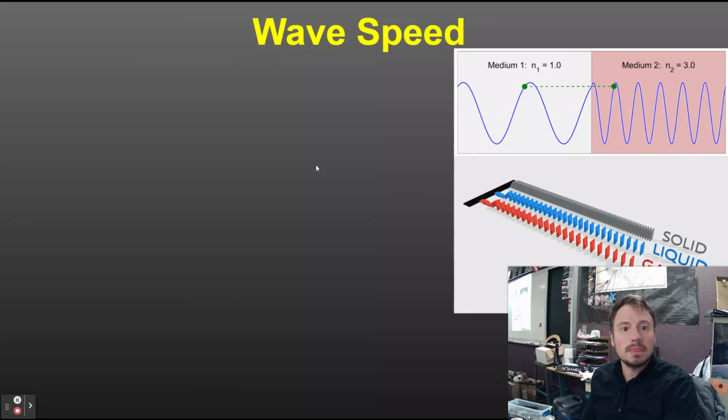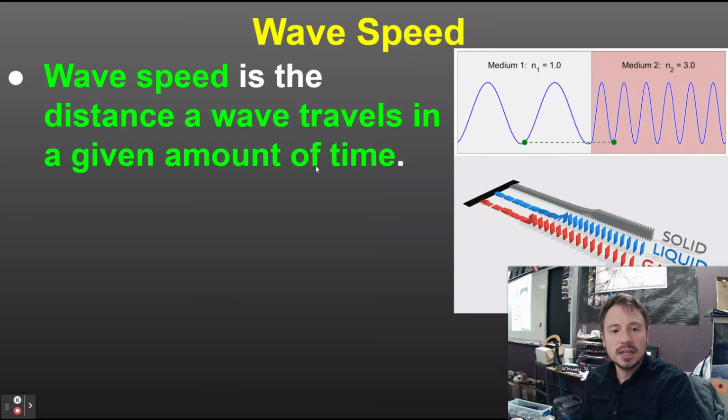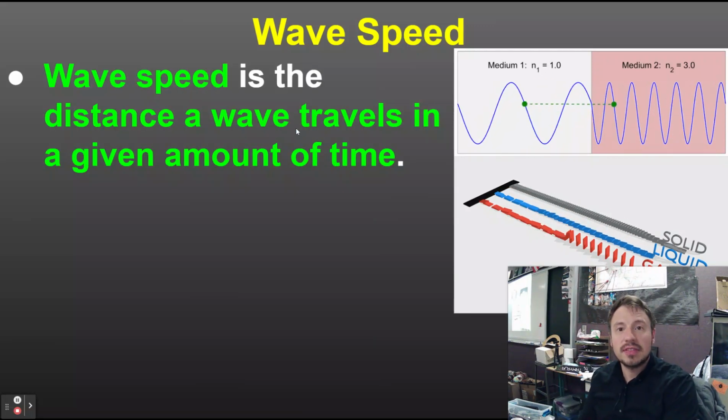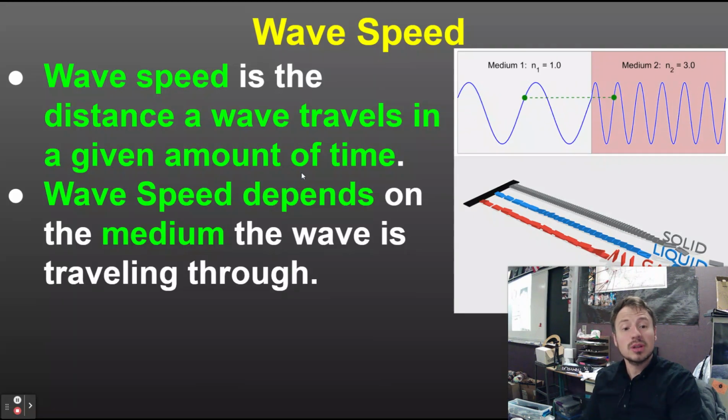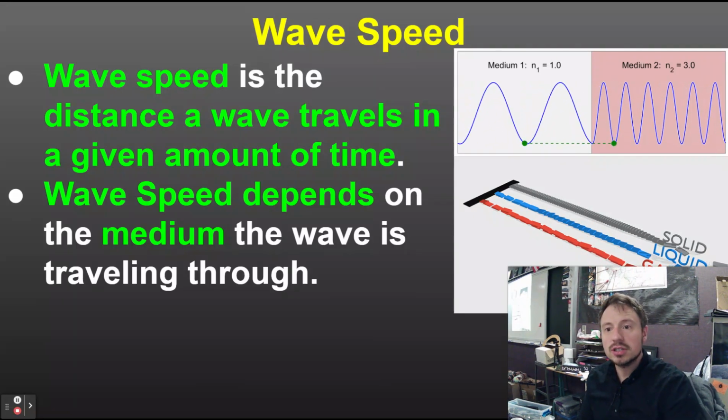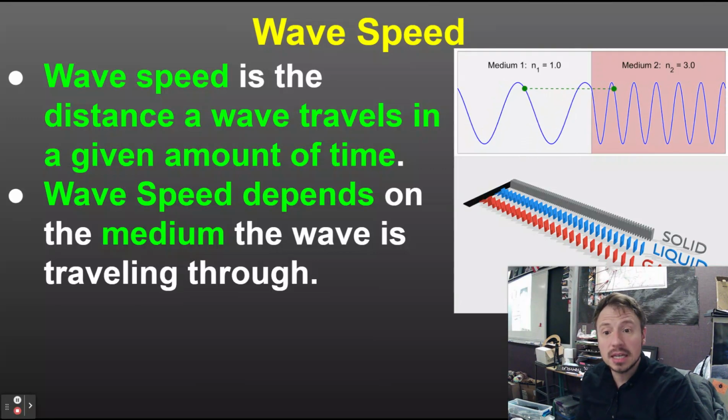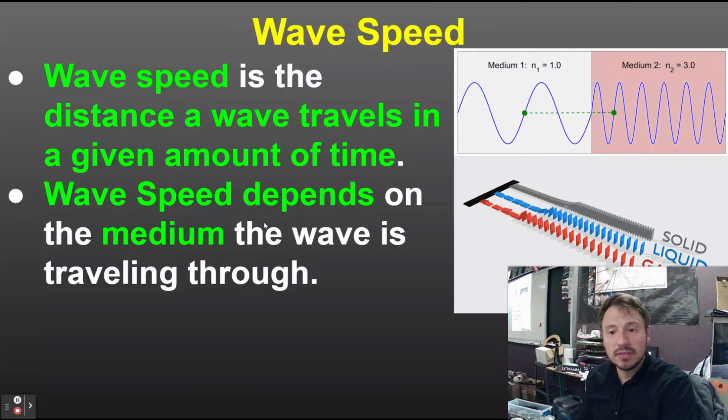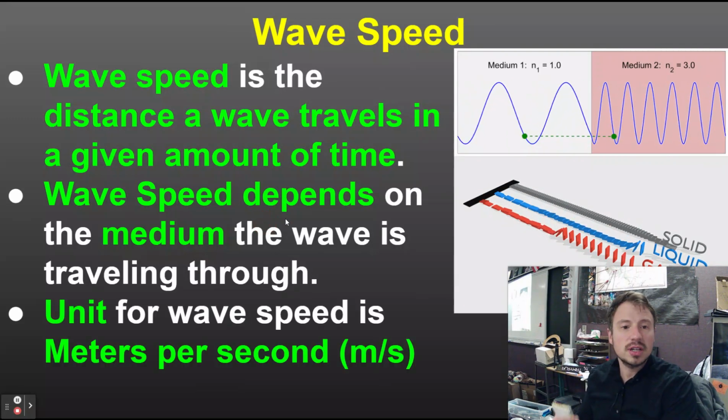All right, so wave speed. Wave speed is basically how fast that wave is traveling. Now, this is sort of the key, and I would recommend you highlight this, star this. Wave speed depends upon the medium that the wave is traveling through. We measure it in meters per second.